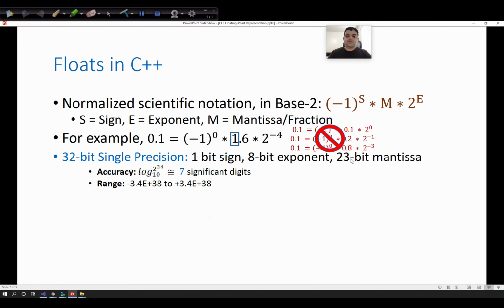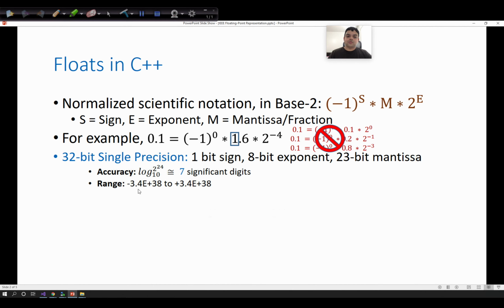So since the fractional part of the mantissa is 23 bits, plus we have one fixed bit which we don't have to store because it's always equal to 1, the precision here is 24 bits. Now converting that into decimal, we see that the accuracy is 7 significant digits. What this means is that any floating point number represented using a 32-bit single precision float will be accurate only up to 7 decimal digits. Beyond that, we will only have an approximation.